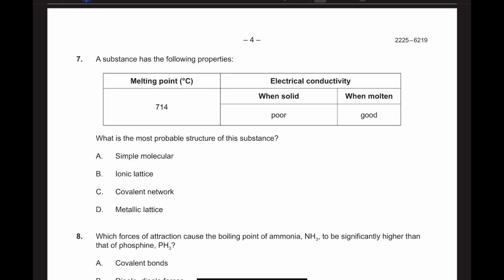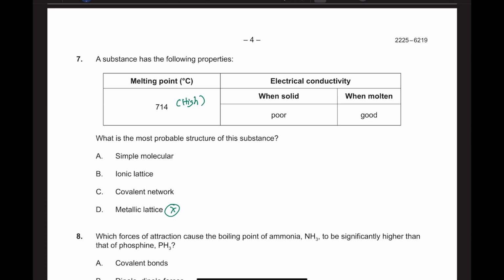Next, a substance has the following properties: it has a high melting point, does not conduct electricity when solid, but conducts electricity when it's molten. All of these properties hint that it's an ionic compound, right? If it's a metallic compound, it will conduct electricity in both solid and liquid states. So it cannot be metallic.